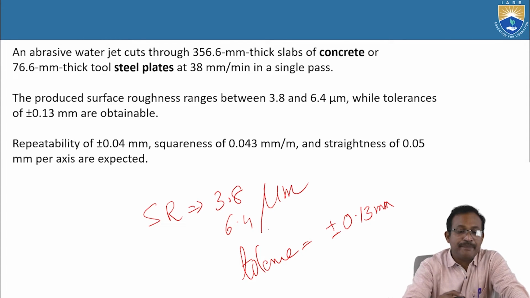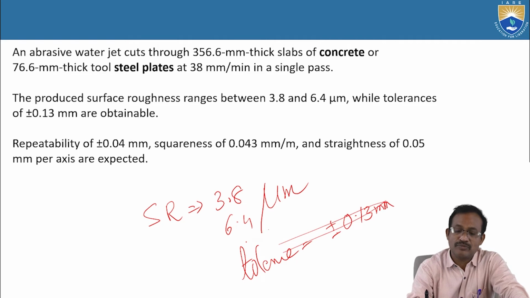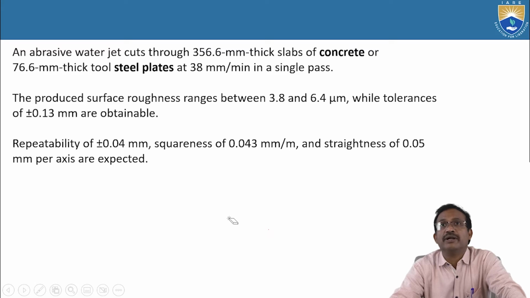Next, repeatability of plus or minus 0.04 mm, squareness of 0.043 mm per meter, and straightness of 0.05 mm per axis are expected. So these are some numerical data about this abrasive water jet machining.